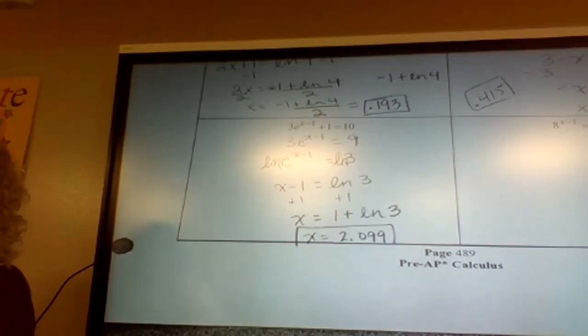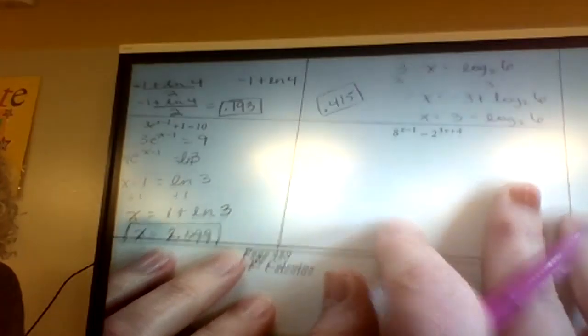So you can't do the natural log base 3 on both sides. Natural log's base is e. Oh, that's why I canceled. There's no base written in natural log. It's e. There's a base. It's e.